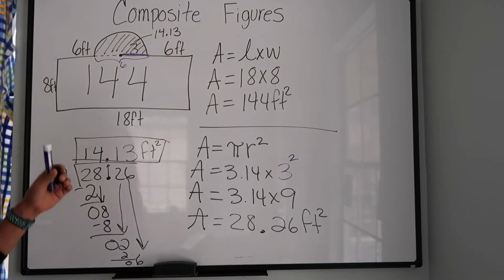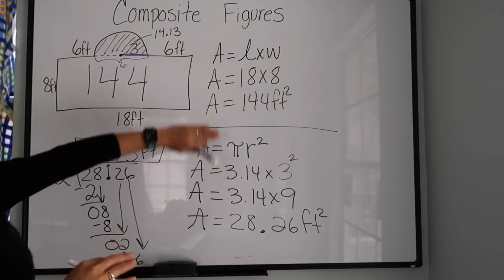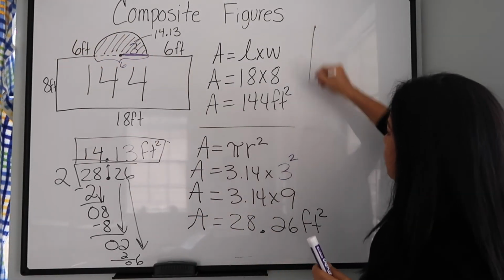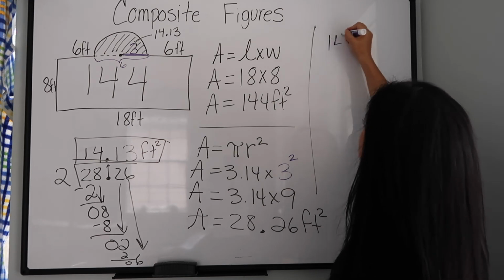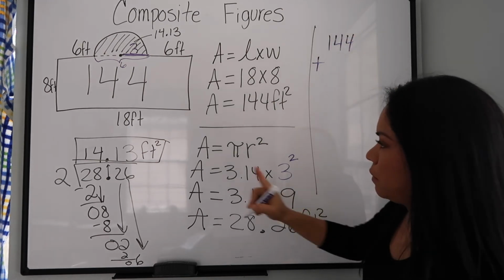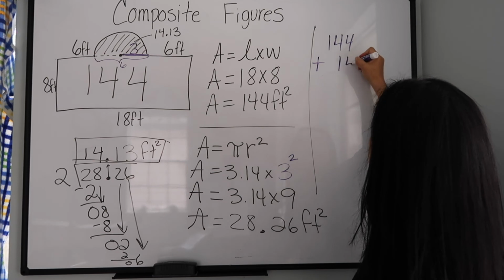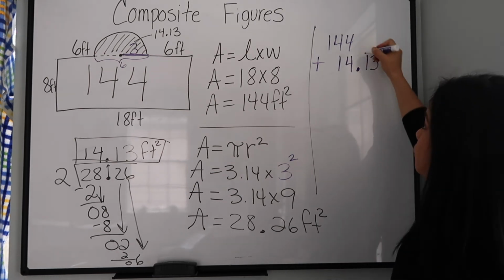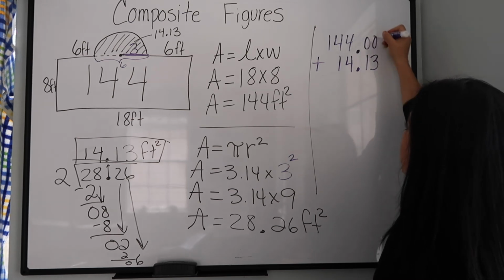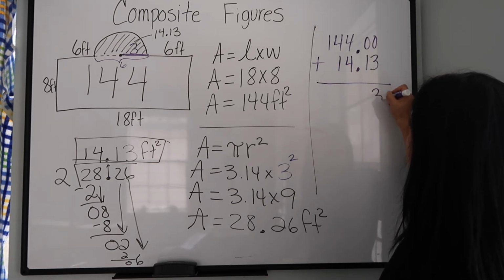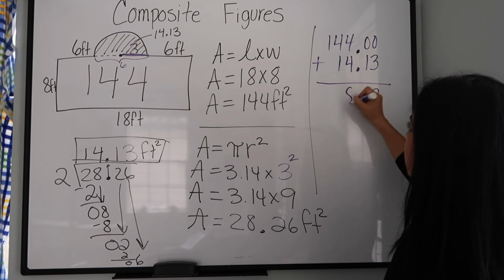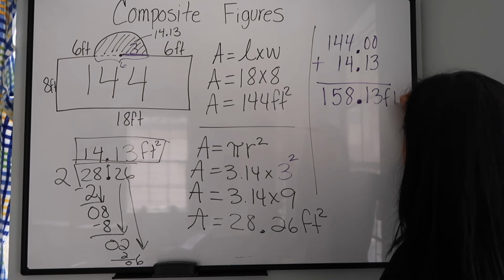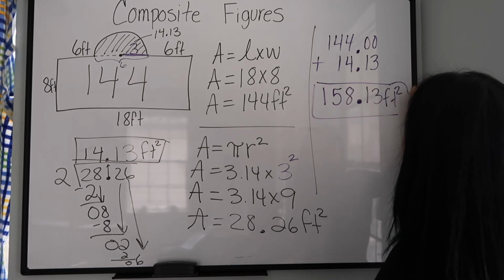So now we have to add both areas to get the final answer, the area of the composite figure. So let's do it on this side. 144 plus 14.13. Remember, when you add with decimals, you have to make sure that they line up. Add 3, 1, your decimal, 8, 5, and 1. This is your final answer for that composite figure.